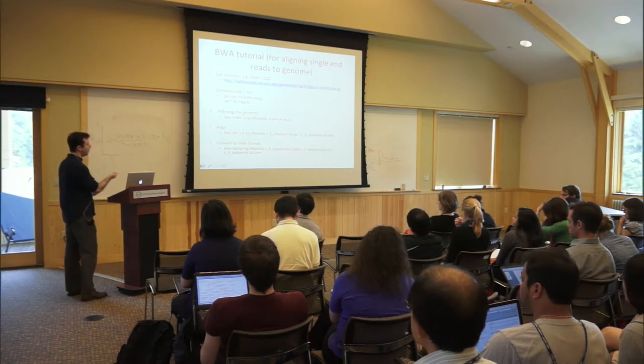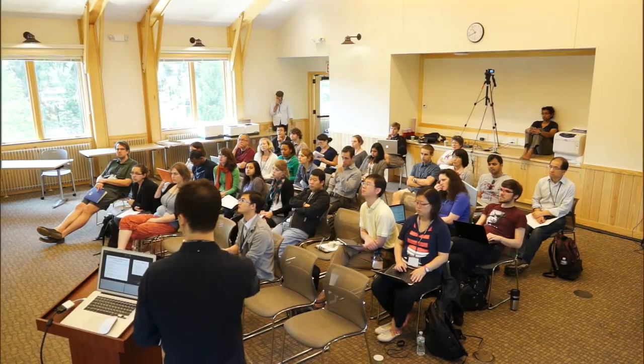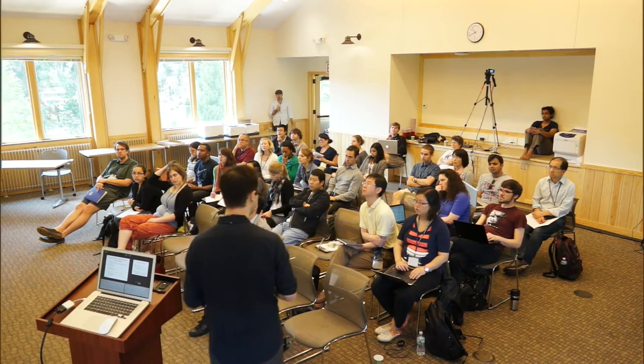So this command here is doing the indexing, building this data structure that allows you to search for matches between short reads and the reference genome much faster. So that builds an index, which is this part here. And this is the alignment process itself. This is the align command in BWA. What is this here? Is anybody using BWA here? What is dash T4?